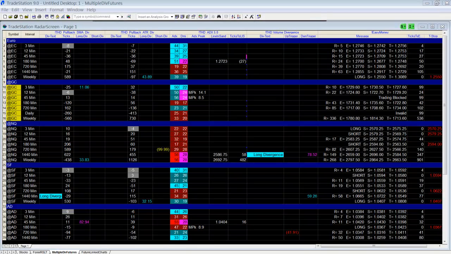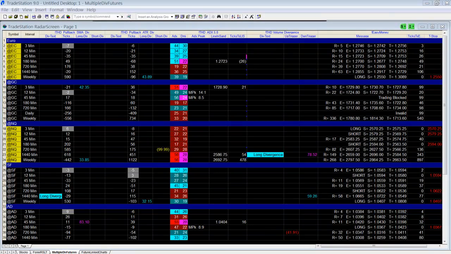Okay, we are going to go through the THD indicators for RadarScreen. If you are not using the RadarScreen or scanner functionality, then you're not using the tools to their maximum capabilities.